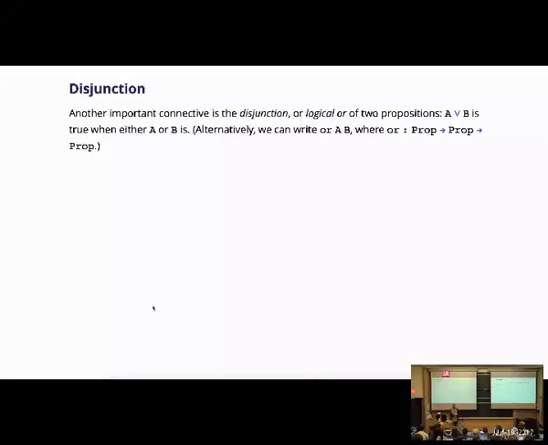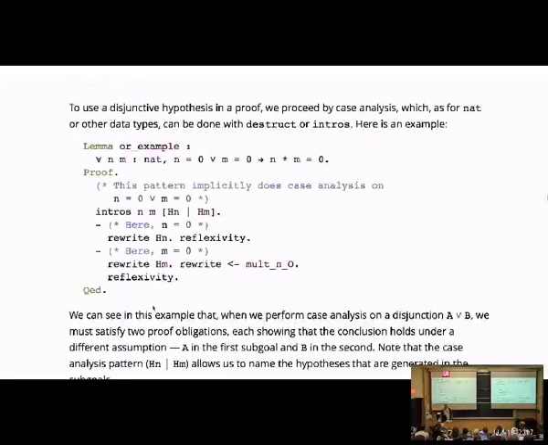Okay, so let's talk about OR. OR, again, is a function of type prop arrow prop arrow prop. It's a binary operator on propositions. I'll talk about it in the other order. To use a disjunctive hypothesis, we need case analysis.